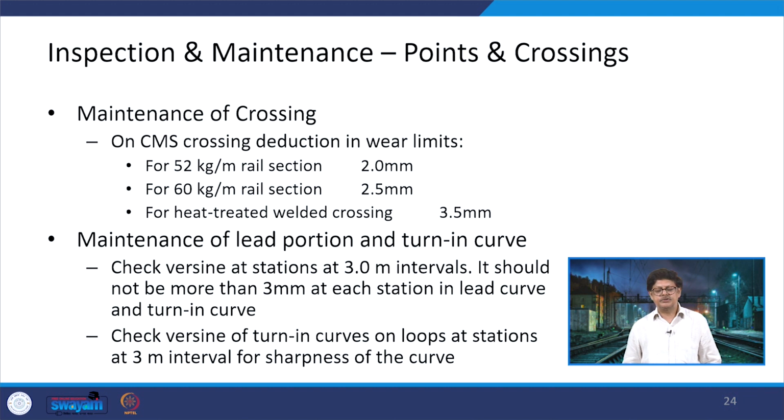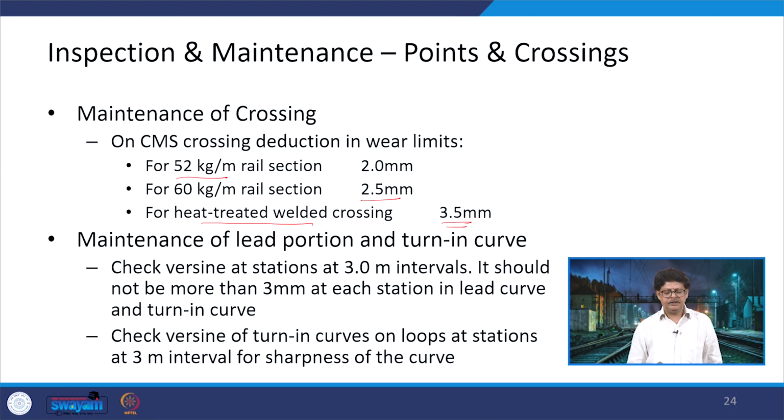Then on CMS crossings, another deduction in terms of the 52 kg per meter rail section is 2 mm, for 60 kg per meter rail section it is 2.5 mm, and for heat treated welding crossings it is 3.5 mm. So, these are the limits.